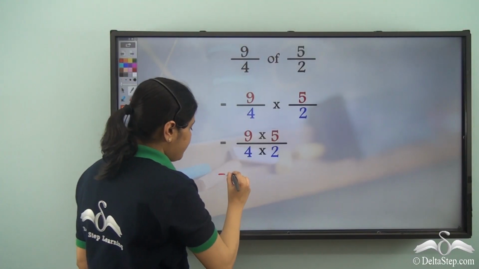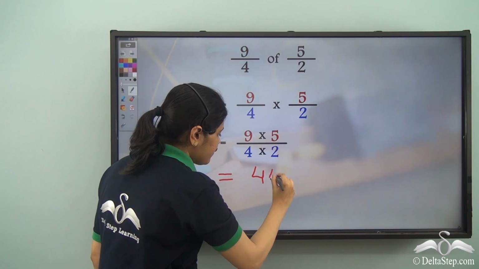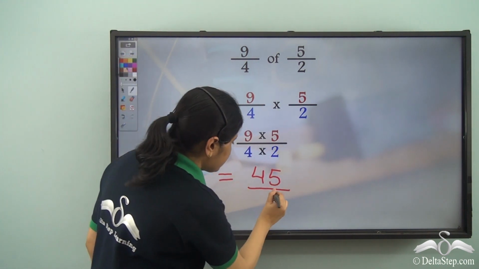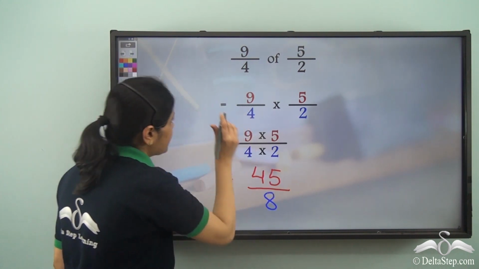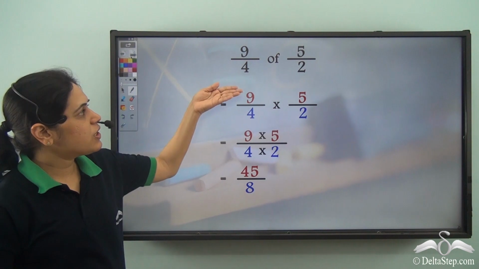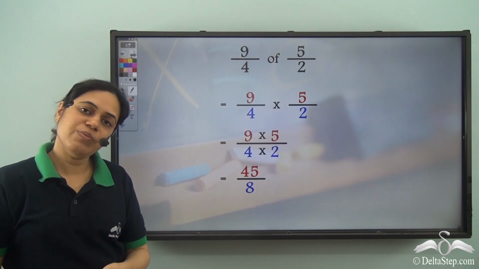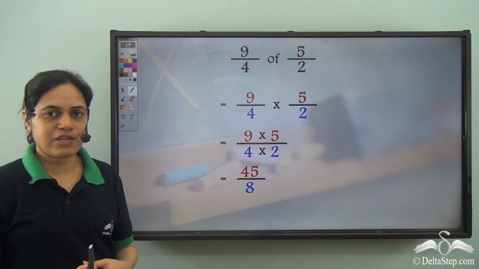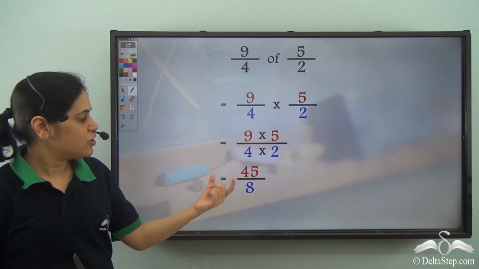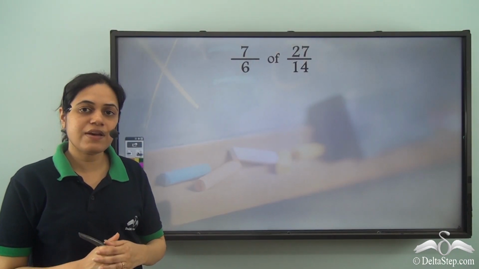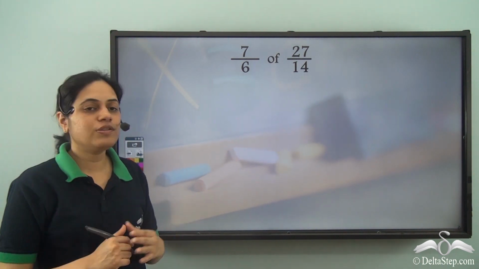9 into 5 is 45. And 4 into 2 is 8. So I have 45 by 8. Since the question was given in terms of improper fractions, although my answer is in improper fractions, I'll leave it like this. So the answer is 45 by 8. What is 7 by 6 of 27 by 14? Can you solve this on your own?